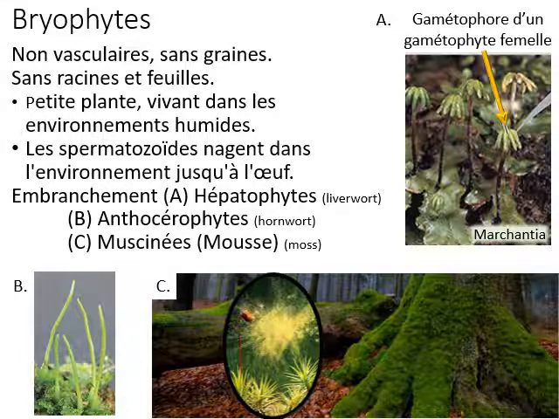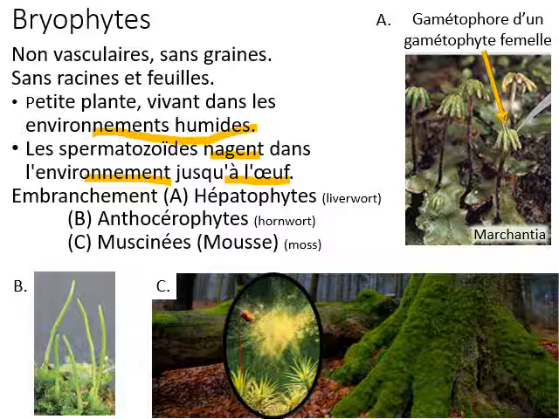Let's look at bryophytes more closely. They are non-vascular and they do not have seeds. They don't even have roots or leaves. They are small plants that need to live in humid environments, and that's because the sperm swims through the environment to get to the egg. In a dry environment, the plant would dry out and not reproduce. So we will see these in thick forests that have a lot of humidity.